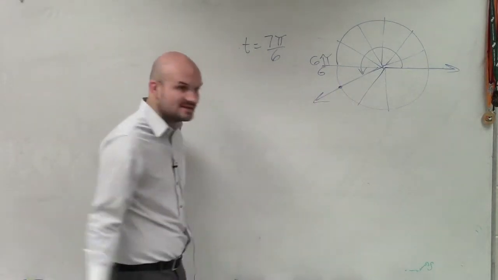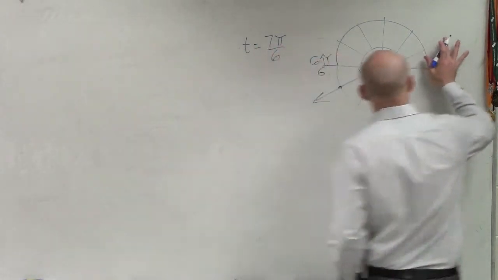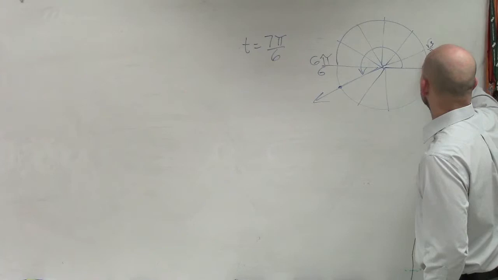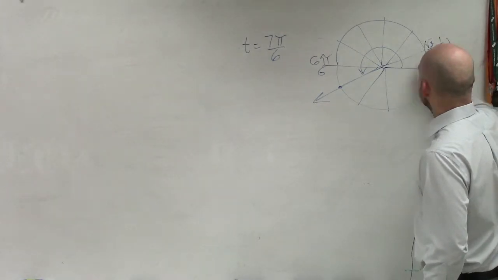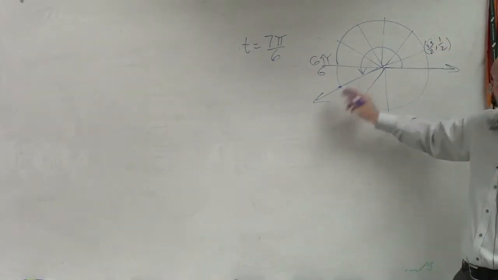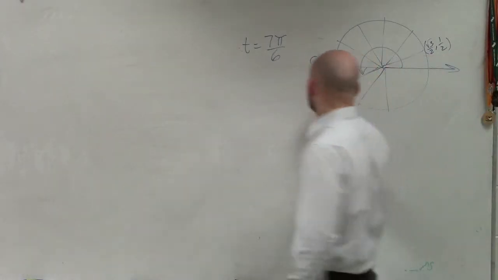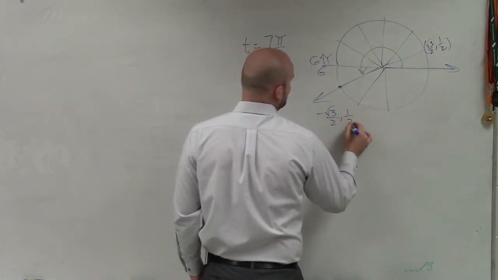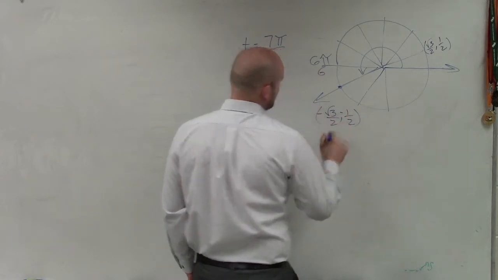Now I need to determine what is this coordinate point. Well, if I go back to my unit circle, the first quadrant, I know that this point is square root of 3 over 2, comma 1/2. And you can see that this point is a direct reflection of that point, but in the third quadrant. So therefore, this point is negative square root of 3 over 2, comma, negative 1/2.